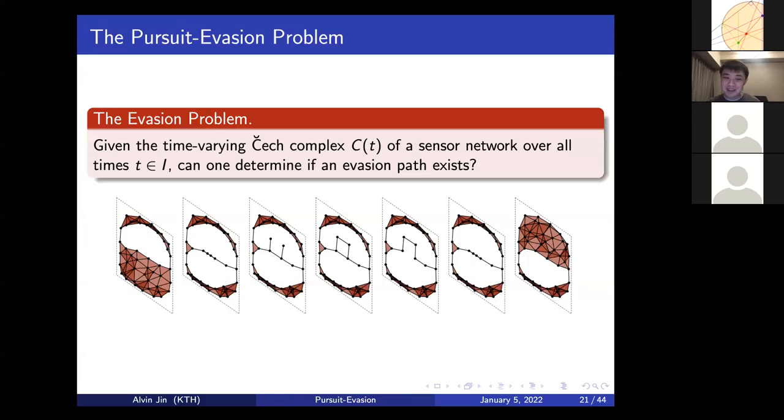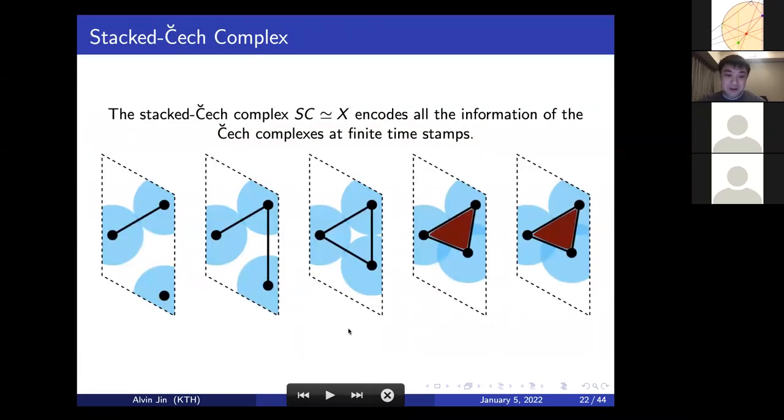Some video games, you might have to get detected, right? So there might not be a safe path out. Can we use the tools of holes to determine if an evasion path exists or not? So how are we going to do this? We're going to study this stacked Čech complex. All this means is that I'm just going to look at the Čech complex at certain time stamps.